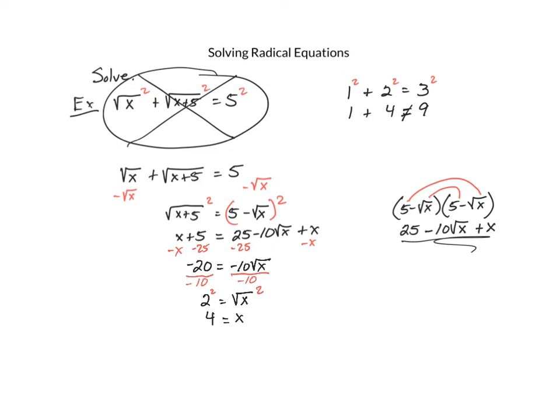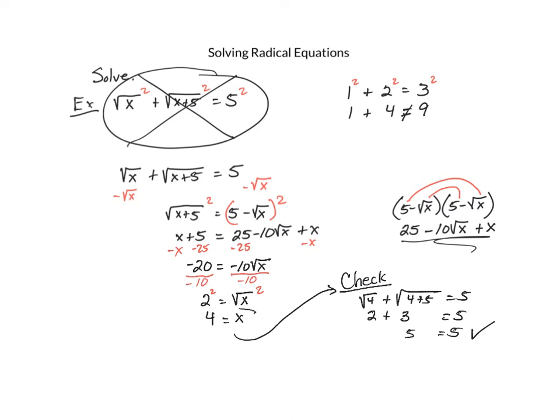Let's check it. Don't forget that piece. So here's my check. I pop 4 in, square root of 4 plus the square root of 4 plus 5 equals 5. So we have 2 plus the square root of 9 is 3 equals 5. So 2 plus 3 is 5, so 5 equals 5. That is definitely a solution. Again, if you want to answer it formally, you could put it in braces. You just need to make it abundantly clear to the reader that you have checked for and you know it's a solution.